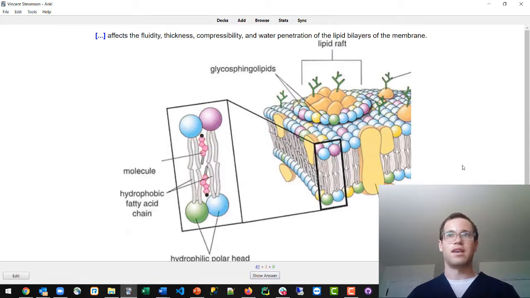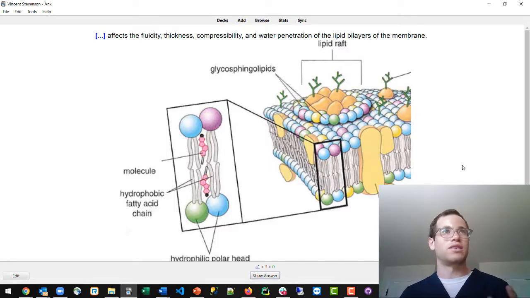Another thing that is interesting to talk about in membranes is cholesterol, because cholesterol, as we've probably heard from dietitians, is something that you usually want to keep low, but not too low, because your membranes actually do need it. Cholesterol affects the fluidity, the thickness, the compressibility, and the water penetration of the phospholipid bilayer of your membrane. As you increase the amount of cholesterol, it changes the characteristics of these membranes in ways that can sometimes be detrimental to your health, which is the reason why you need to be careful about not eating too many red meats, for instance.